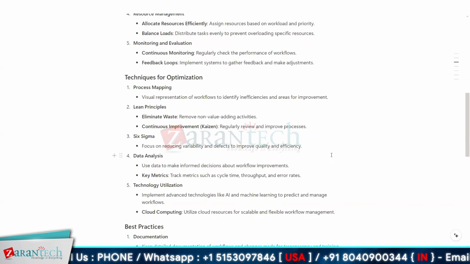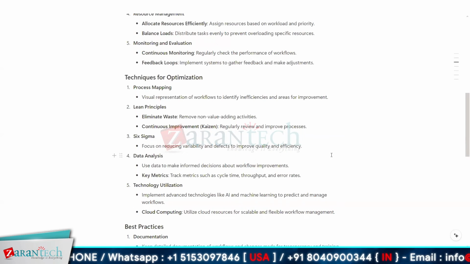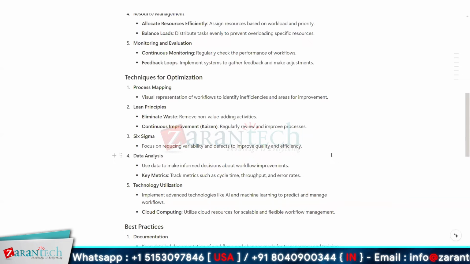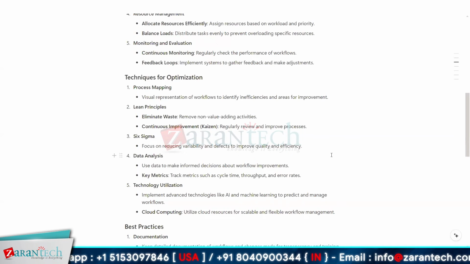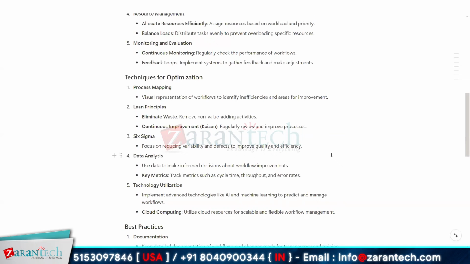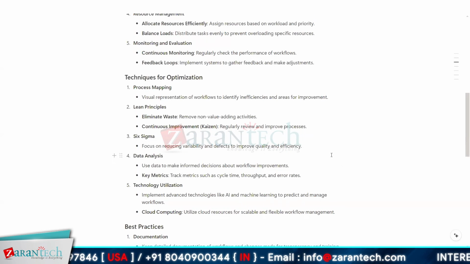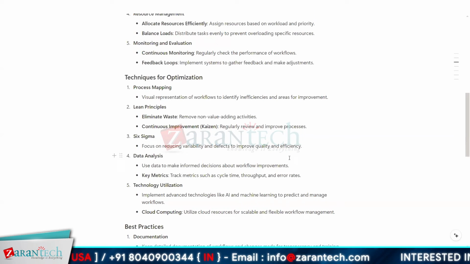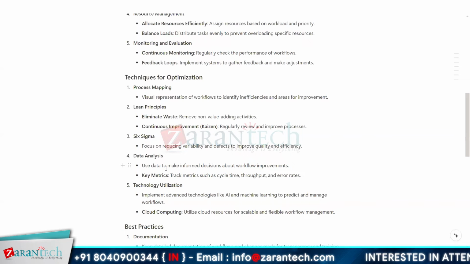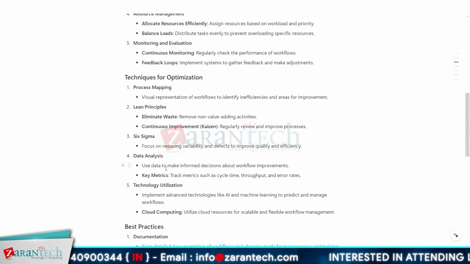Then the fourth one is data analysis. So we are required to use data to make informed decisions about workflow improvements. This is one of the important concepts here, that we are required to use data to make informed decisions about the workflow improvements.